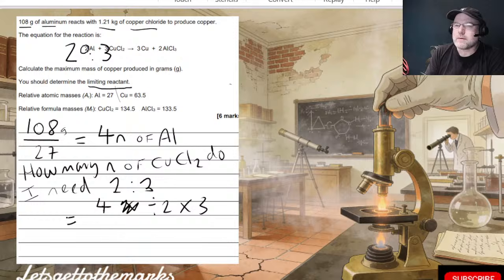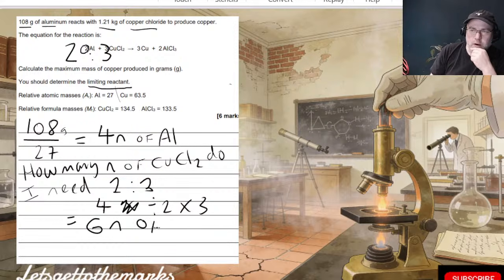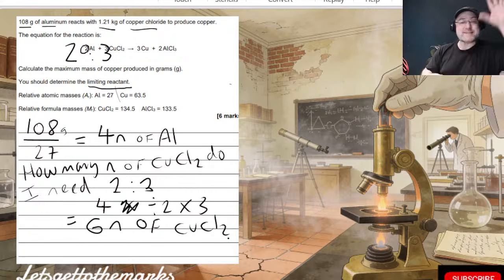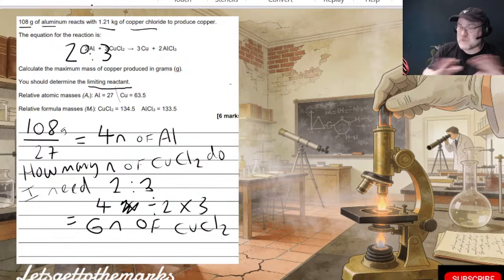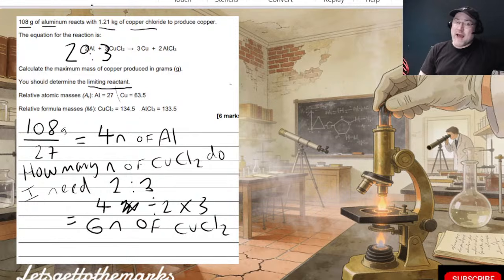So I need 6 moles of copper chloride. But do we have 6 moles of copper chloride? If we don't, then copper chloride is the limiting reactant, the one we don't have enough of. If we have more than 6 moles, then aluminium is going to run out first. Because what they're telling me is that 4 lots of aluminium will react with 6 lots of the copper chloride. I have 4 lots of aluminium, and I need 6 lots of copper chloride.